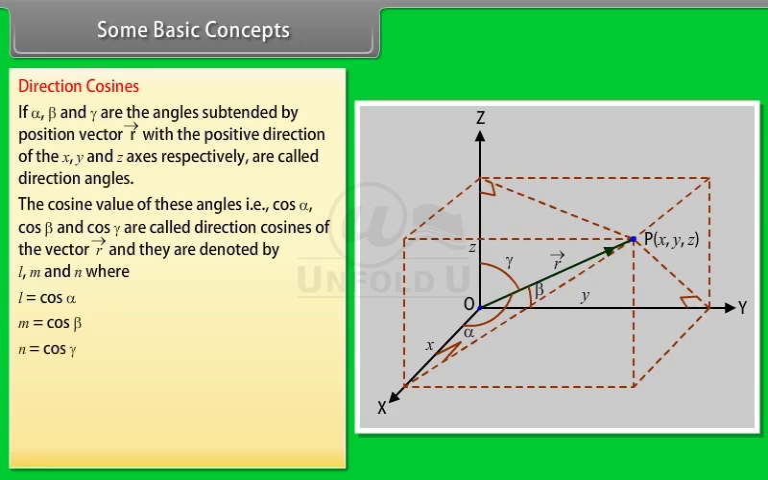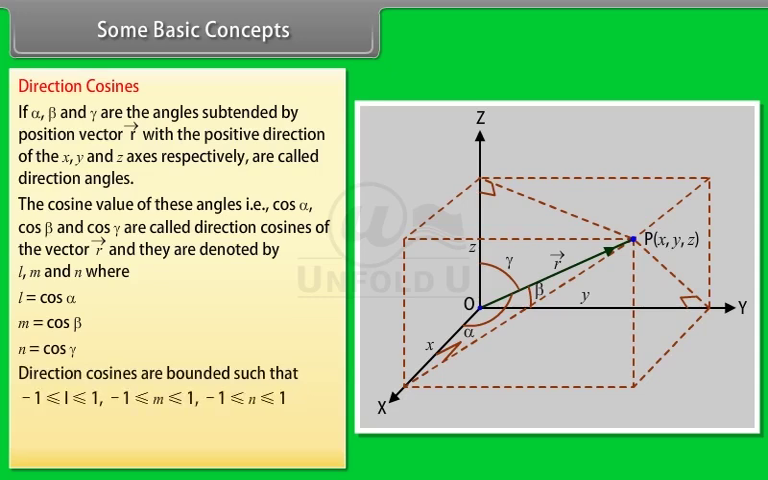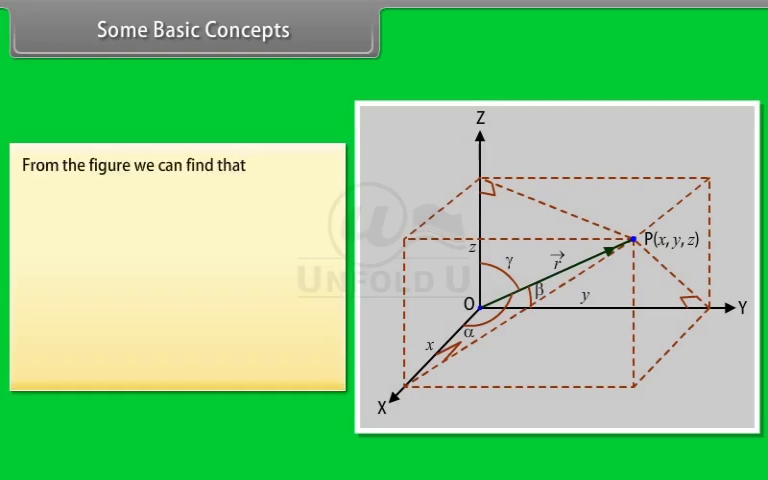n equals cos gamma. Direction cosines are bound such that -1 less than or equal to l less than or equal to 1, -1 less than or equal to m less than or equal to 1, -1 less than or equal to n less than or equal to 1. And they are connected by the formula l squared plus m squared plus n squared equals 1. From the figure we can find that cos alpha equals x by mod of vector r, cos beta equals y by mod of vector r, cos gamma equals z by mod of vector r.